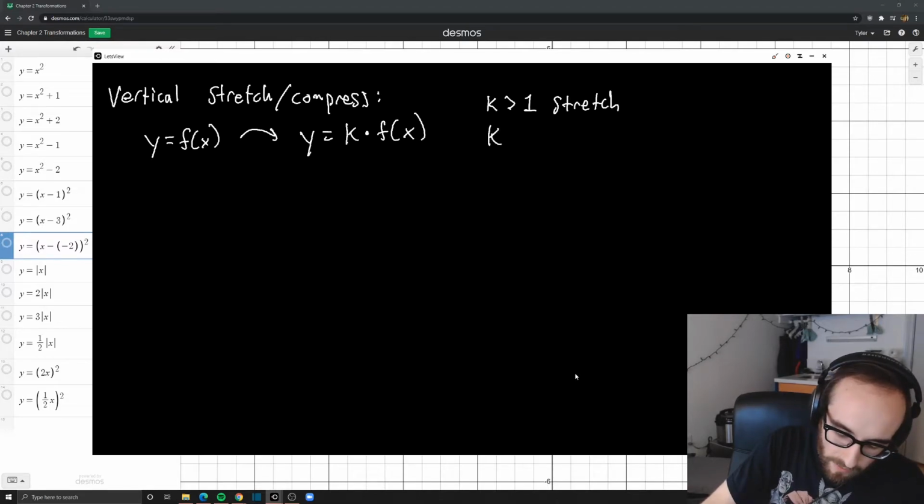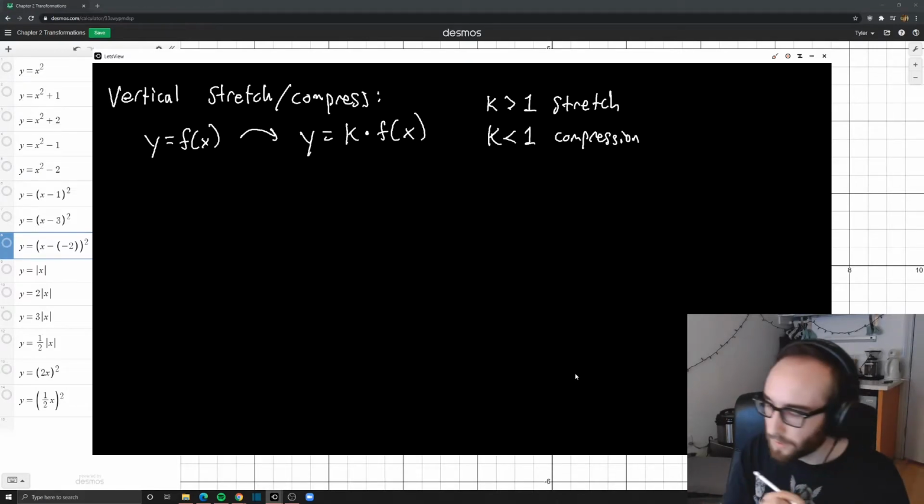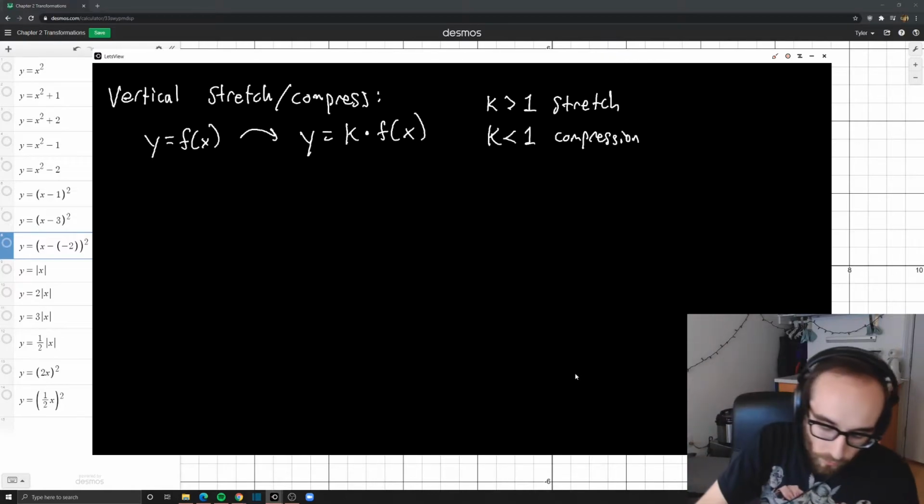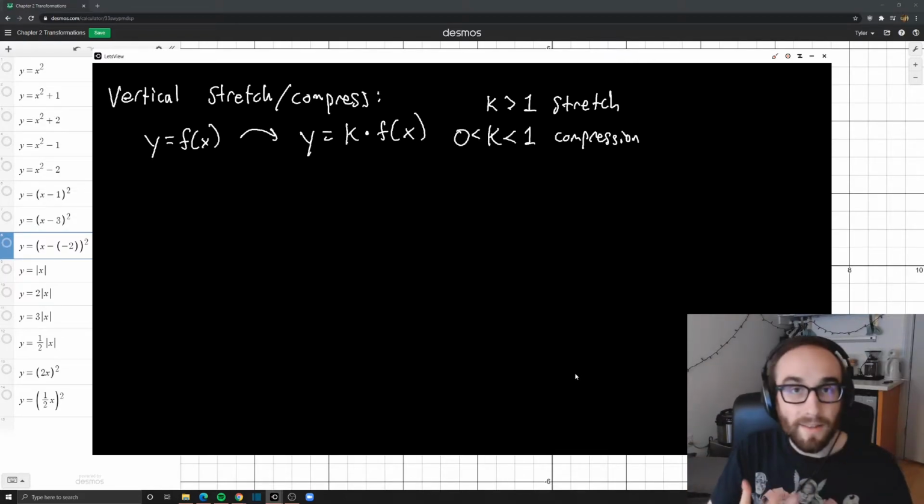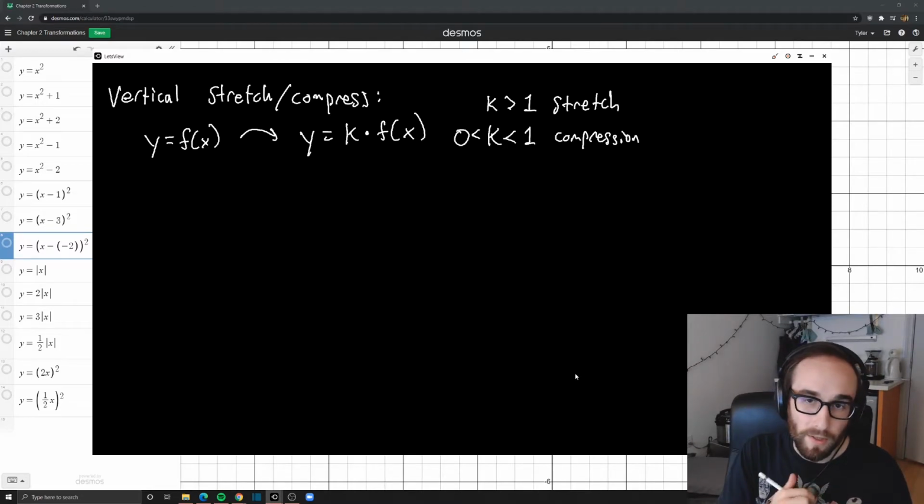If k is less than 1, it's a compression. And one note is our book says if k is less than 1 or greater than 0. So if k is 0, then our function, our output just becomes 0, no matter what. So it kind of destroys our function.